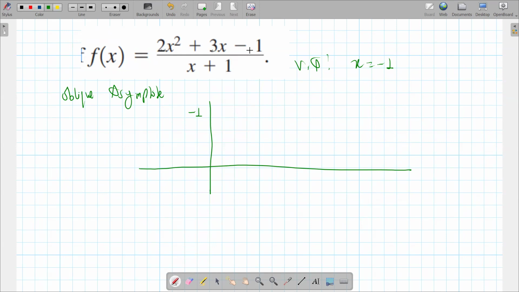The coefficients from here come here. So 2, 3, -1. When you're doing synthetic division, the first number always comes down as it is, 2. For the next number, you multiply 2 times -1, -2. In synthetic division, we always add. So 3 plus -2 is 1. And then again, you multiply. 1 times -1 is -1. We add them up, that gives us -2.